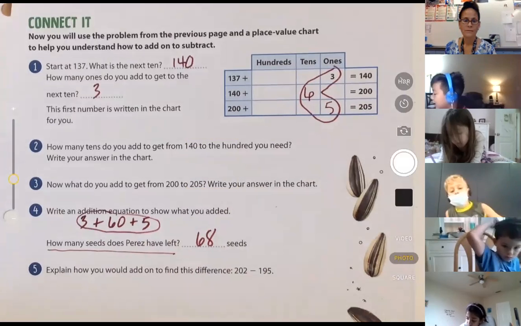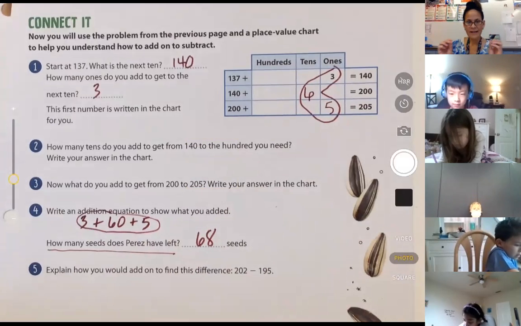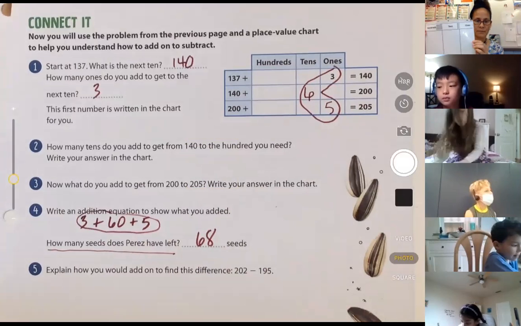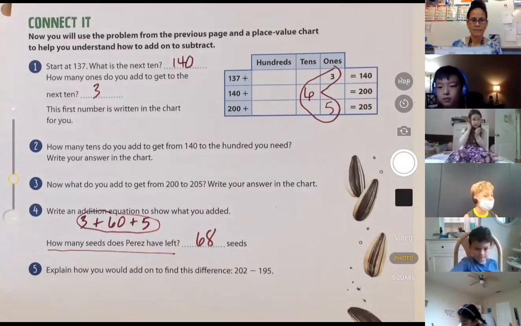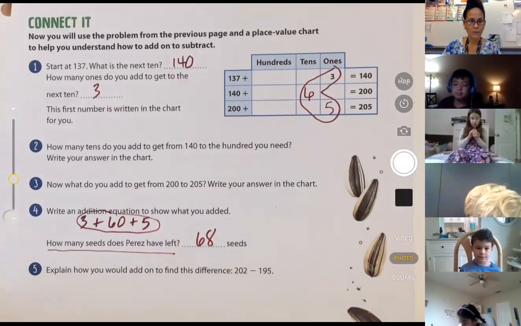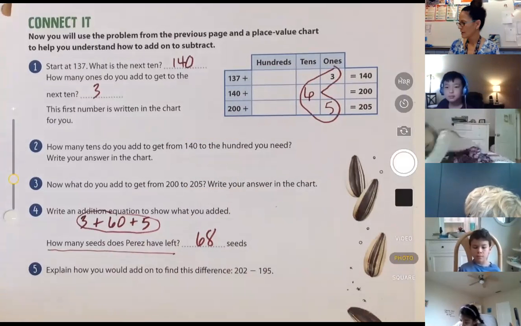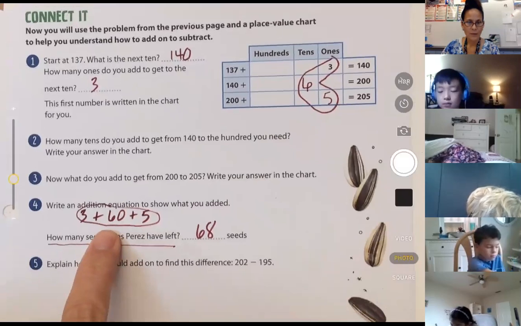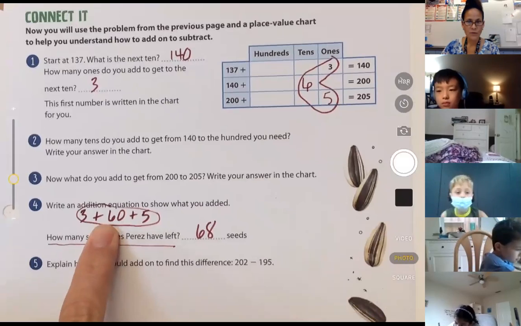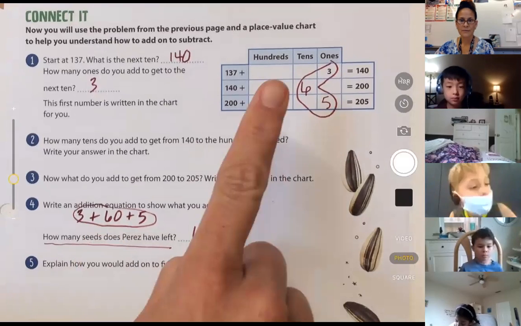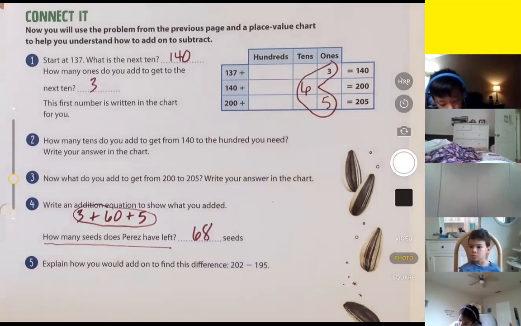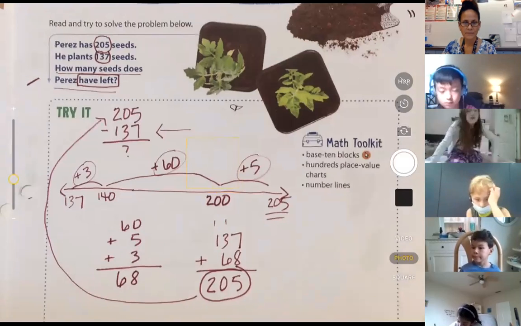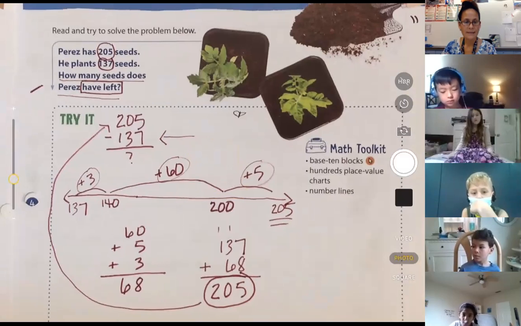Now, my friends, this is how I want you to connect this piece. This is being done from a place value chart. What we did before was adding on using a number line. Take a look at the addition equation that we came up with using the place value chart. Take a look at the equation that we came up with using the number line. It is exactly the same.